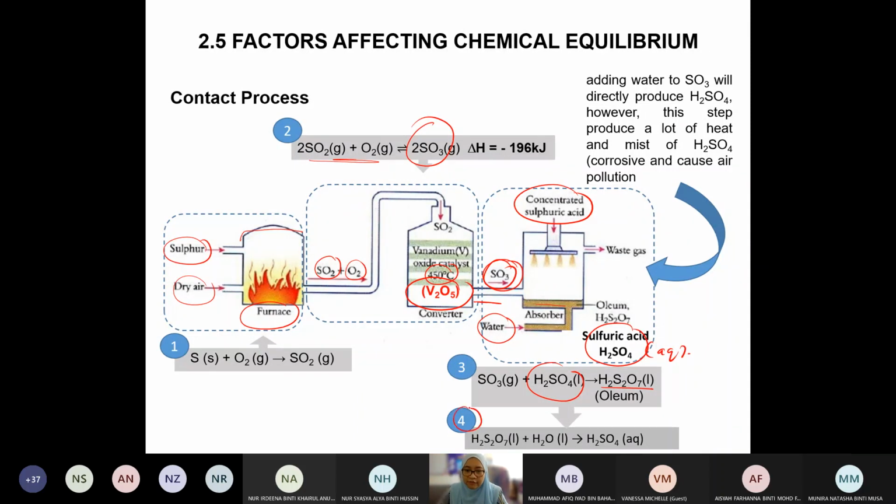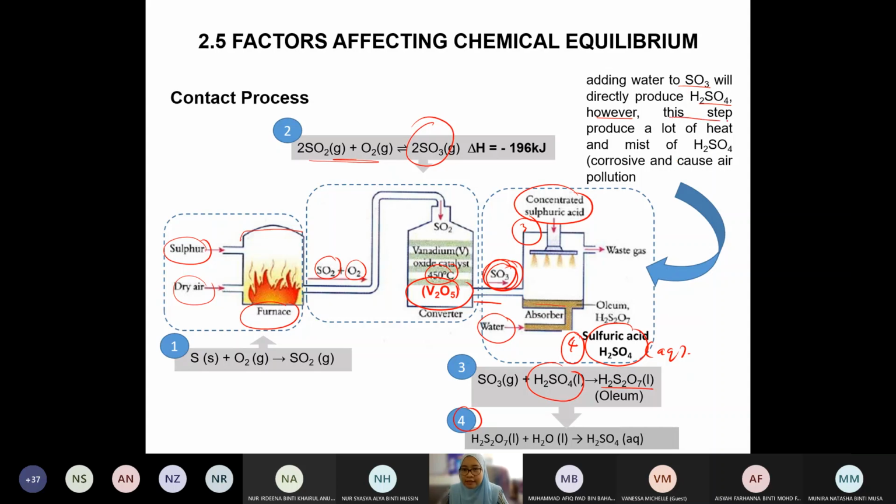Okay, right, step number 4. This one is step number 4, this one is step number 3. What is written here? Adding water to SO3 will directly produce H2SO4. Actually, when we add water to SO3, it will directly produce H2SO4. We can produce it directly. But why do we need SO3 to react with H2SO4 to produce oleum?